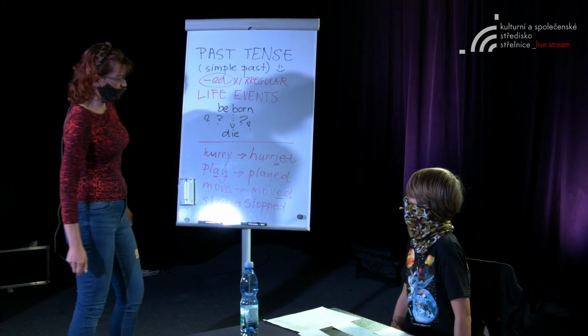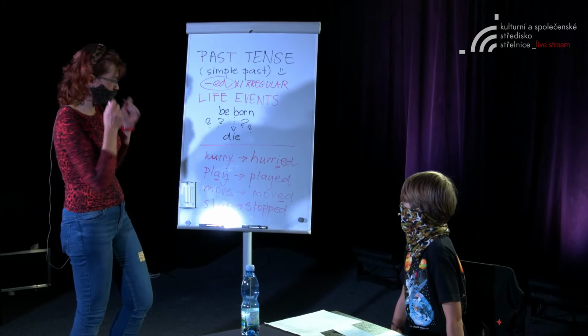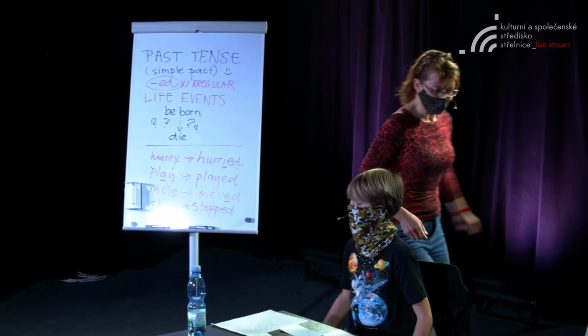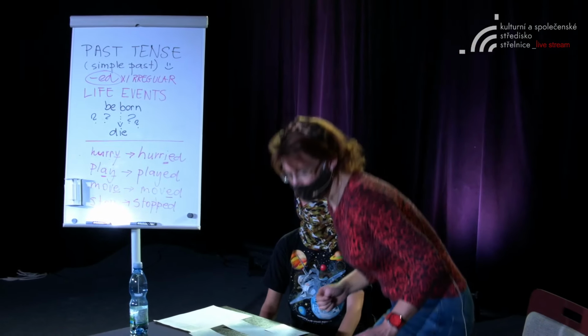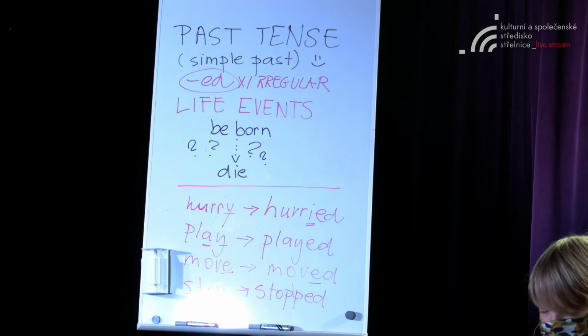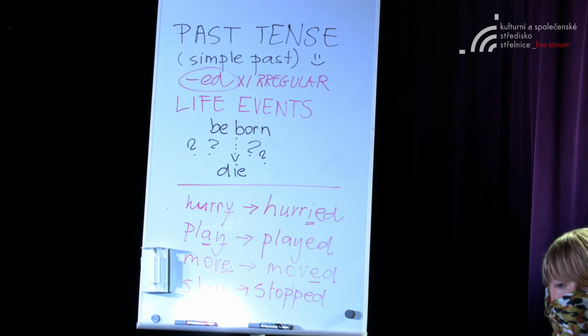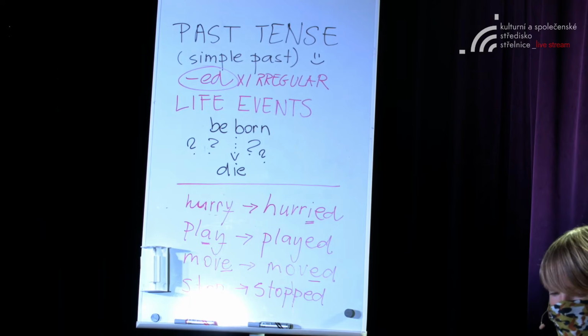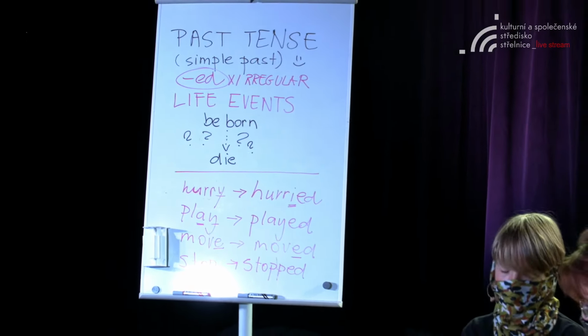Okay, any more changes? I guess no. Okay. So, we have the live events, we have the writing, and we have two difficult parts. It says regular and irregular verbs and how to do it. And now we have a person who has ED in his name. Who's that? Ed Sheeran, okay.